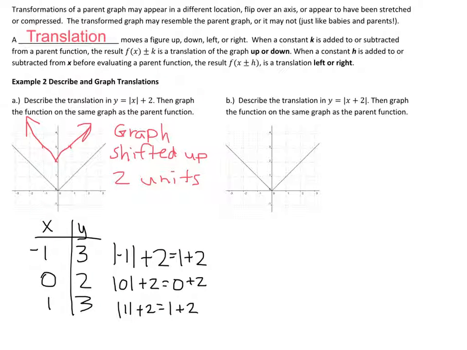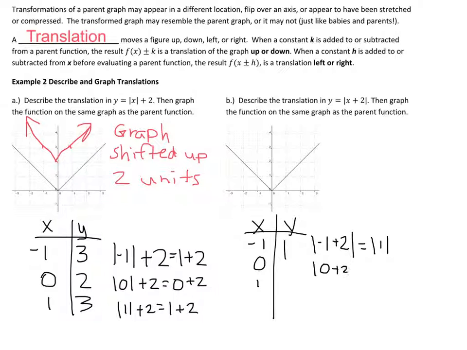In example B, we're doing the same type of thing. Let's start off with our t-chart. Again, I'm just going to use -1, 0, and 1 and plug those values in. We're going to have -1 plus 2 in absolute value signs. -1 plus 2 gives me positive 1, and the absolute value of 1 is just 1. Then we have the absolute value of 0 plus 2. 0 plus 2 is equal to 2, and the absolute value of 2 is 2. When we plug in 1, we have the absolute value of 1 plus 2, which is equal to 3. The absolute value of 3 is just 3.